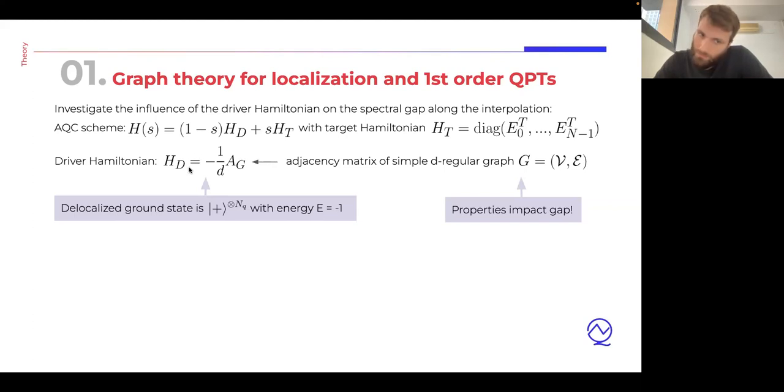The shape is essentially that we assume that in the computational basis, we can interpret the driver Hamiltonian to be some d-regular graph G. A graph is just a tuple that consists of a set of vertices and a set of edges connecting these vertices. And d-regular just means that every node in this graph is connected to d other nodes, so it has d neighbors. Simple just means that we don't have self loops in the graph. So every node has d neighbors, but it's not connected to itself.